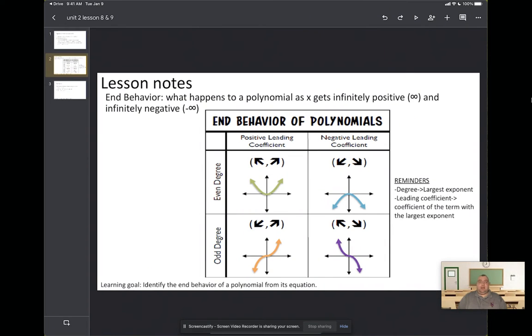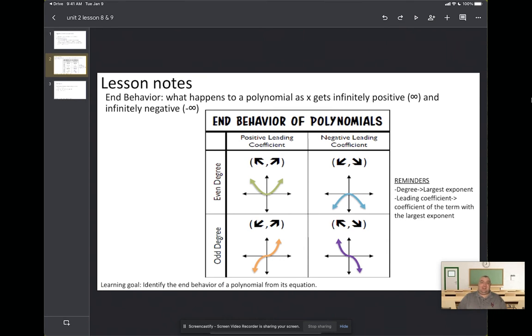Welcome back, everybody. In this video, we're going to go through lessons 8 and 9 of Unit 2. And what lessons 8 and 9 have to do with is something called end behavior. End behavior is what happens to a polynomial as x gets infinitely positive and infinitely negative. So in other words, as x gets really, really large, what happens to the y values? Do the y values go up or do the y values go down?